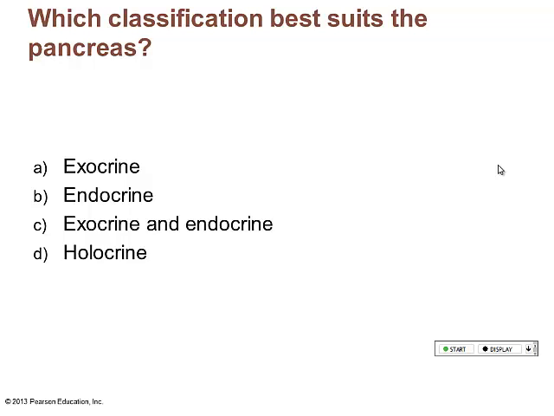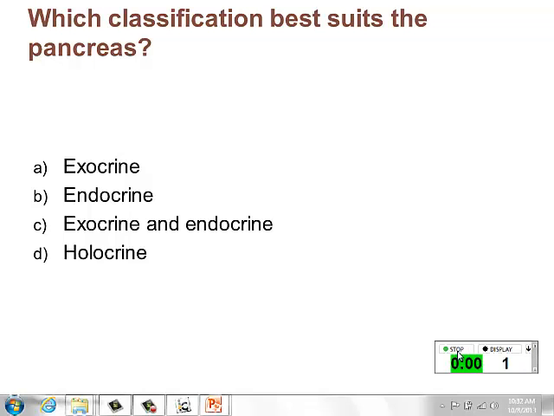Which classification best suits the pancreas? And I think we mentioned this a little bit.